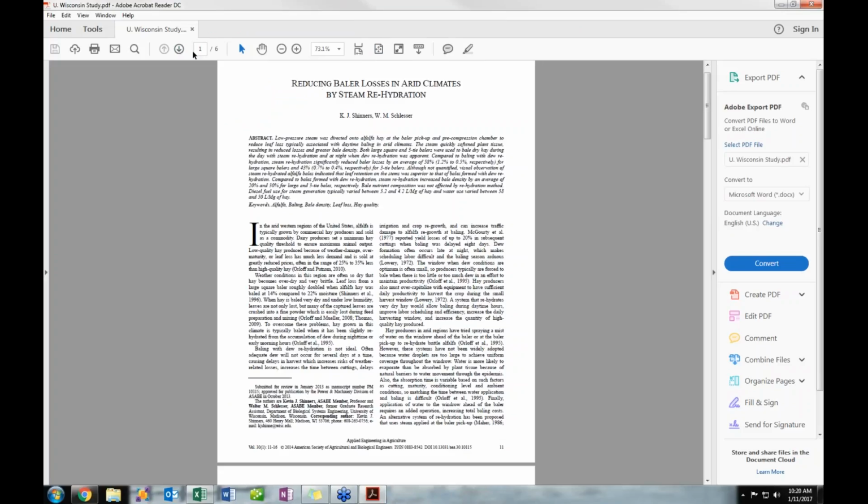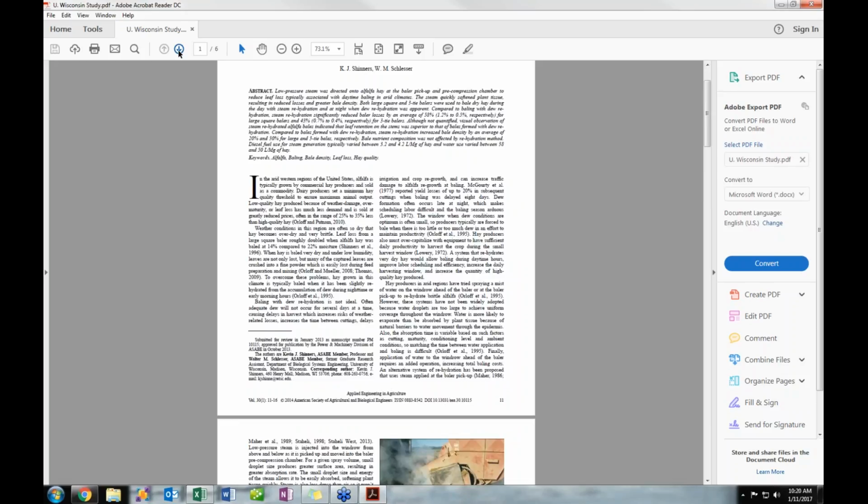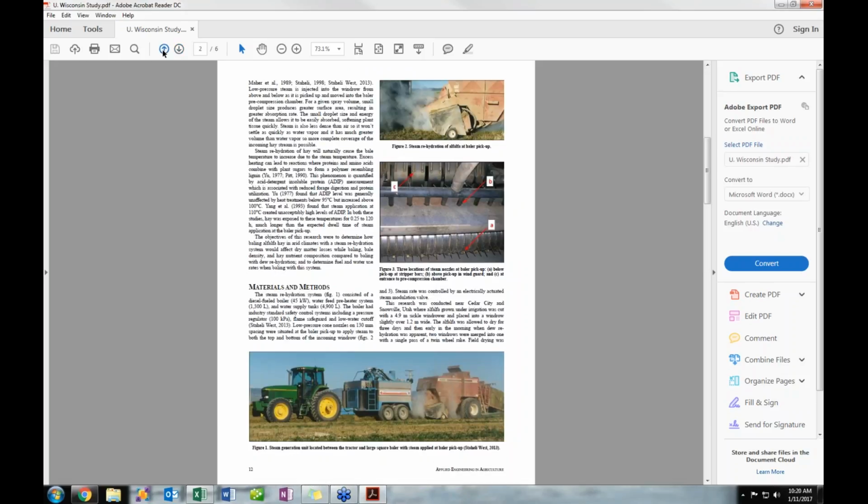You can see here it's only a 6-page document. It's not very long. This is the actual published results of the study that the University of Wisconsin did on reducing leaf loss by using steam rehydration. We're going to skip over all of this and just drop down here. Oh, by the way, there's one of the original steamers hooked to an old 4900 4x4 baler. Not sure if many people have seen that picture before.